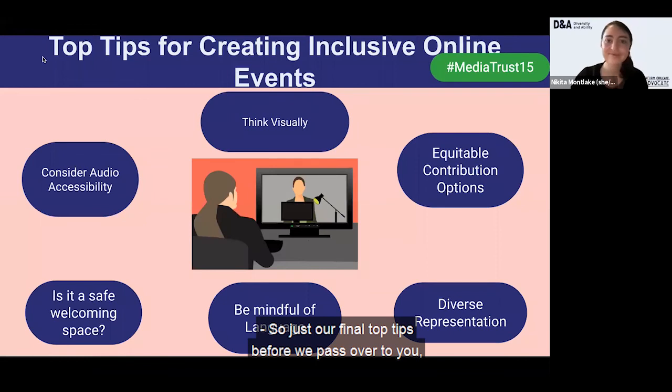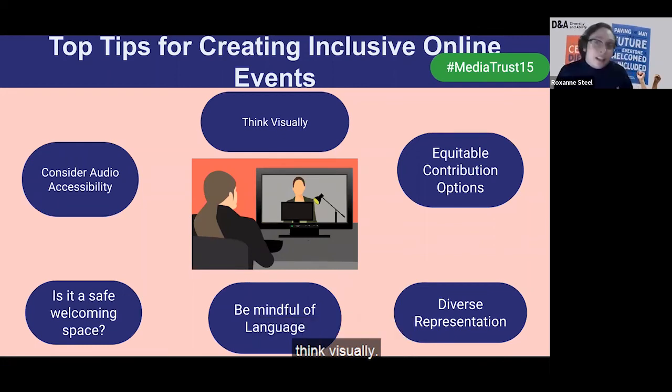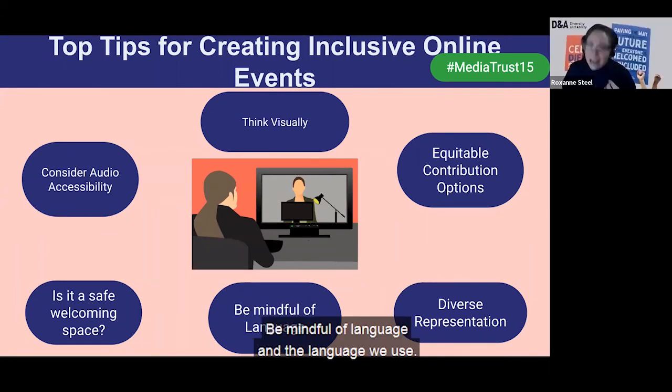So, just our final top tips before we pass over to you. When creating events and inclusive online spaces, think visually. Can people access it? Consider audio accessibility. Is it a safe, welcoming space? Be mindful of language and the language we use. Is the panel of speakers a diverse representation, and the representation you want of your sector or spaces? And are there equitable contribution options, such as today's Slido?